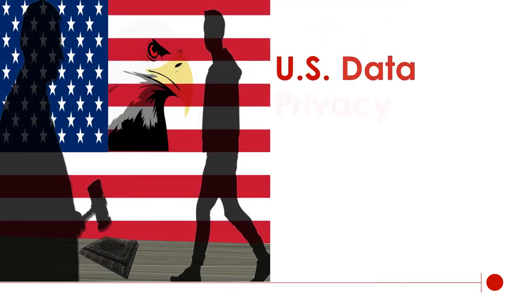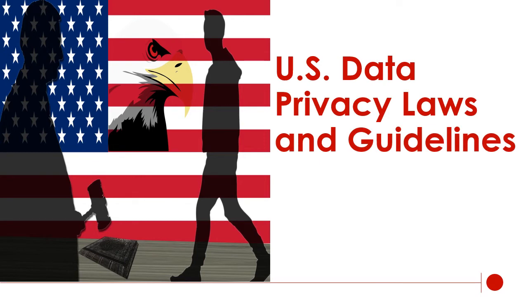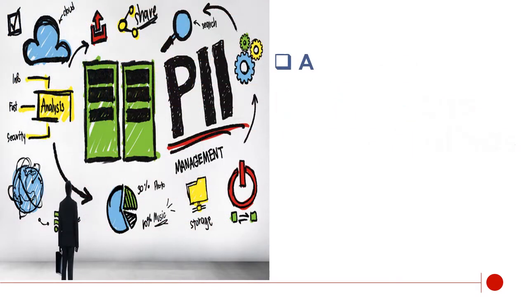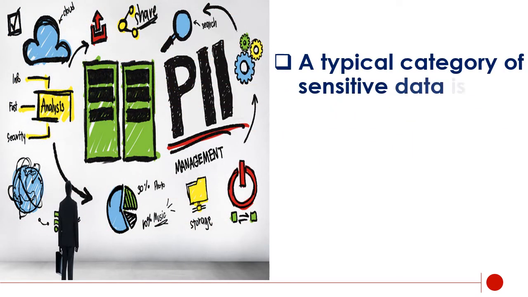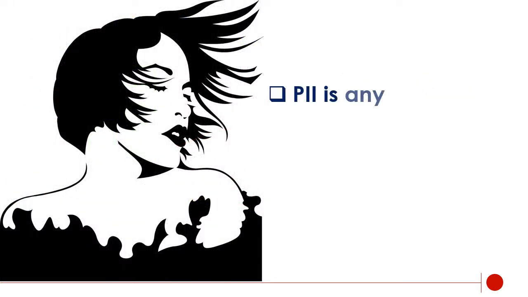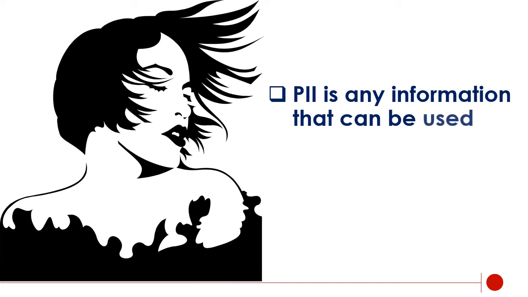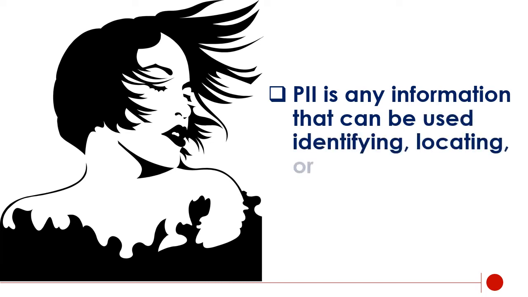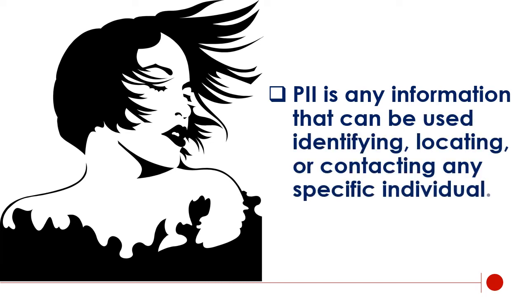U.S. data privacy laws and guidelines. A typical category of sensitive data is PII. PII is any information that can be used for identifying, locating, or contacting any specific individual.